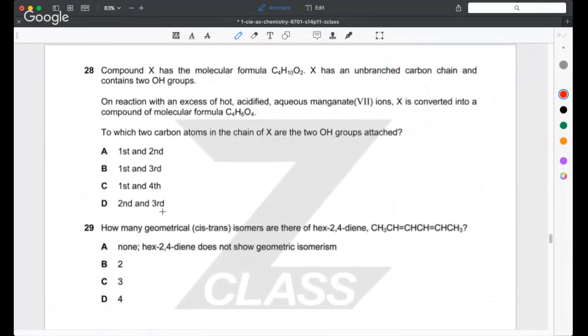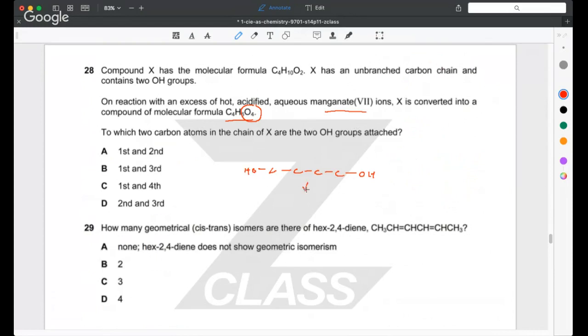Okay, so we've got a molecule up here. It's got an unbranched carbon chain. It's got 2 alcohol groups. And when we oxidize it, then we end up with this. And you can see the oxidation has given us 4 oxygens. Well, that must mean that the original carbon chain had a primary alcohol at the end of each chain.